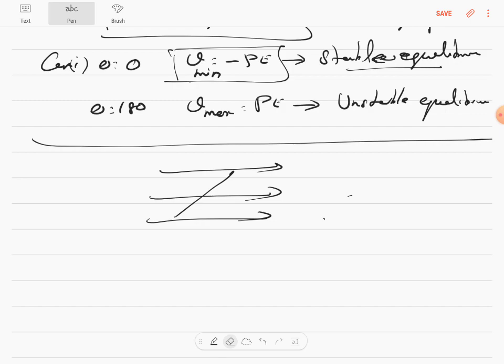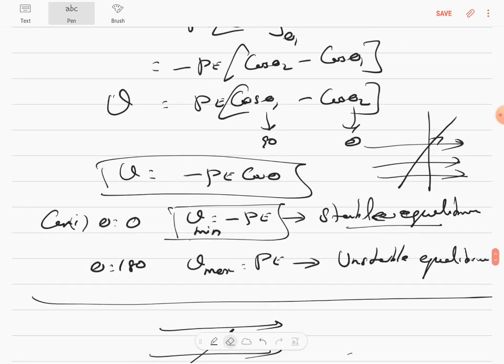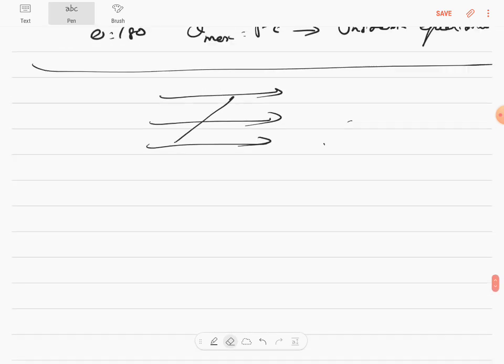The torque is equal to pE sin theta, and the potential energy is minus pE cos theta. The potential energy being maximum stands for unstable equilibrium, which is when theta is equal to 180 degrees, and theta equal to 0 stands for stable equilibrium position.